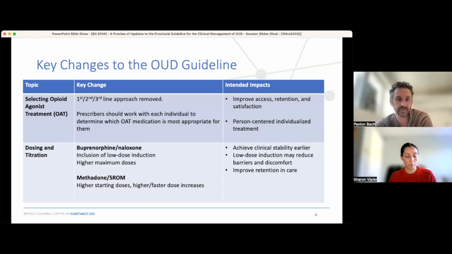The second item here that we focused on was dosing and titration. I think we're all unfortunately aware that our dosing schemes were never intended to apply in the current era. We've never been faced with a drug supply that's as potent as the one we are dealing with now, and many of our doses and titration schedules are inadequate to get people to a treatment dose fast enough to actually retain them in effective treatment. So we've reevaluated and made some new recommendations on dosing and titration to try and get people to a clinically stable place as safely and quickly as possible.